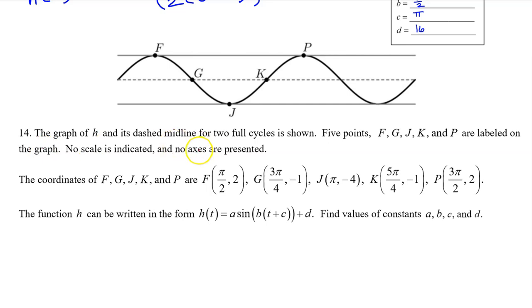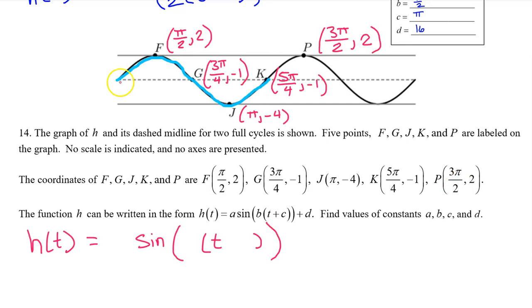Number 14 is once again the same problem, except with different input-output pairs. Let's write our equation for h of t based on this period of the function, which looks just like the parent function y equals sine theta. That way the a value will simply be the amplitude, the difference between the highest value and the value of the midline. In this case, 2 minus negative 1, which is 2 plus 1, which is 3. So that is the a value.